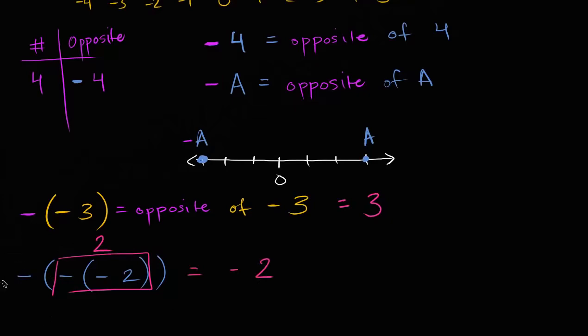If you threw another negative in front of this, it would be the opposite of all of this. It would be the opposite of negative 2, and then all of a sudden it would become positive. So every time you put that negative in front there, you're flipping to the other side of the number line.